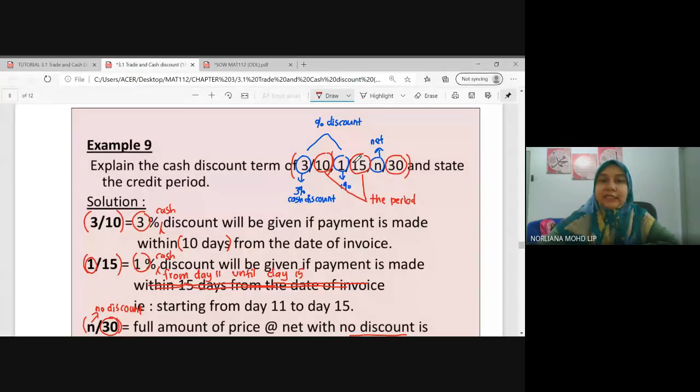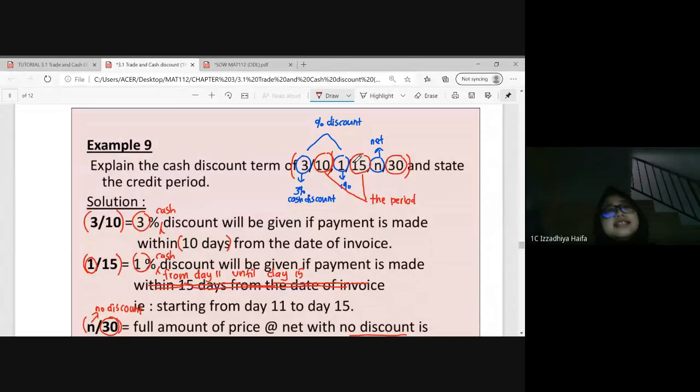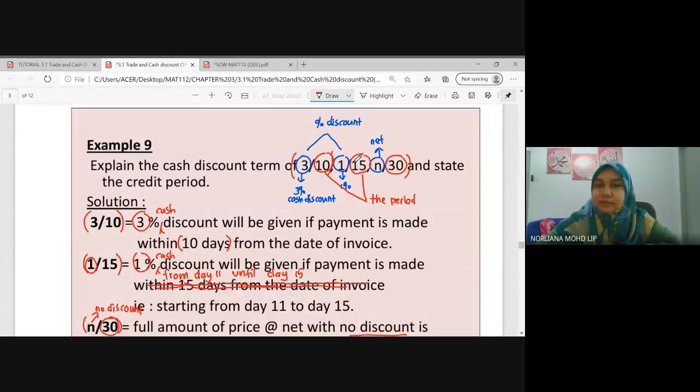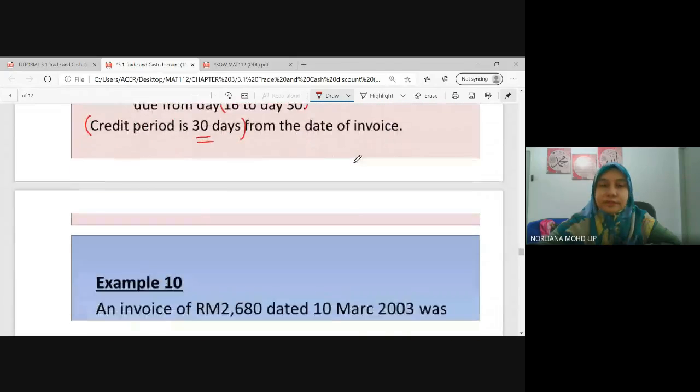Ada lagi soalan? Tak ada eh? Kalau nanti boleh terus tanya. Tak ada, kita tengok contoh.